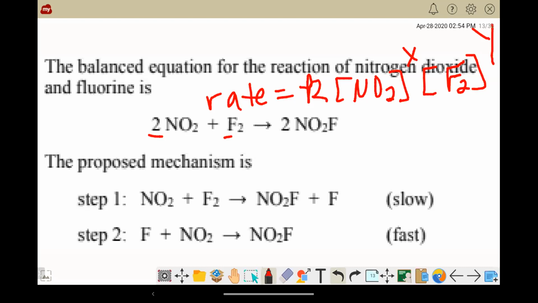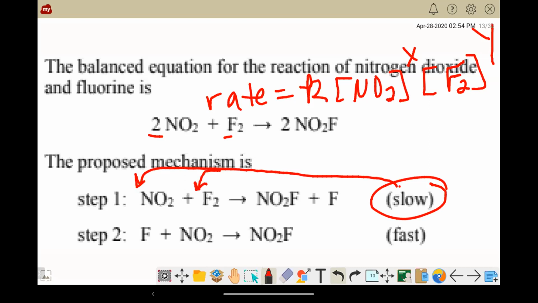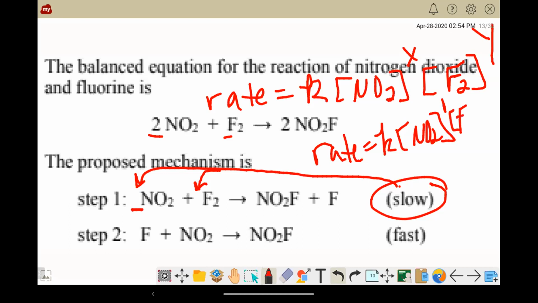So if they were to say, here's this mechanism, what would the rate law be? You identify your slow step. You look at your reactants of your slow step, and what this tells me is the rate of the reaction is determined by the collision of an NO2 with an F2, a nitrogen dioxide and a fluorine combined. So rate equals NO2 to the first power, because the coefficient in the mechanism step is 1, times fluorine to the first power.